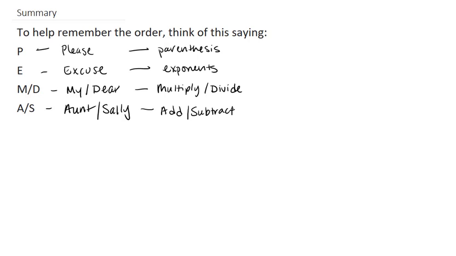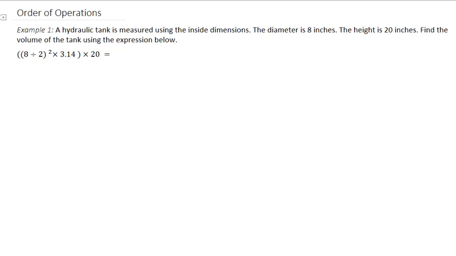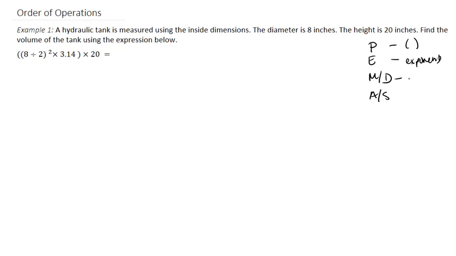So let's go back. When we can do problems like this, I'm just going to rewrite it, just to kind of help me. Now, the first thing we need to deal with is parentheses. We see we actually have two parentheses. So what we need to do is first solve for what's inside the parentheses. So the first one, let's go ahead and address this one first.